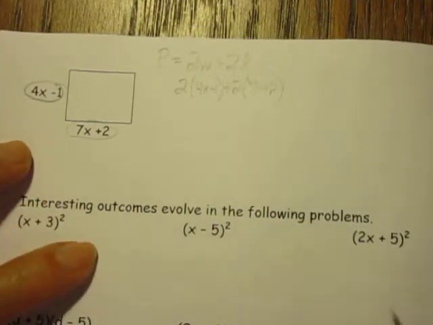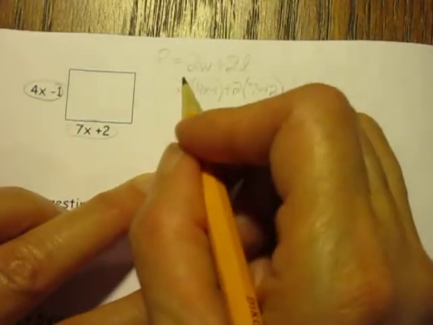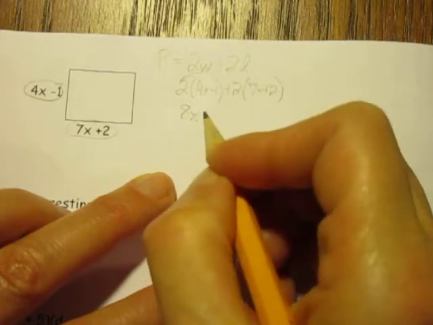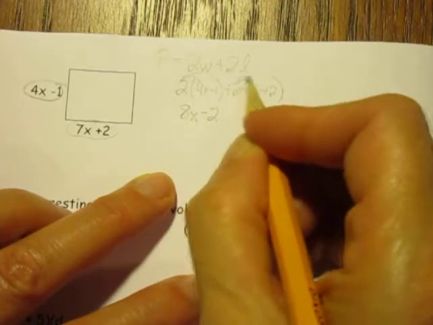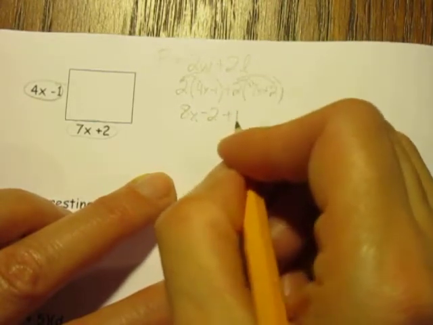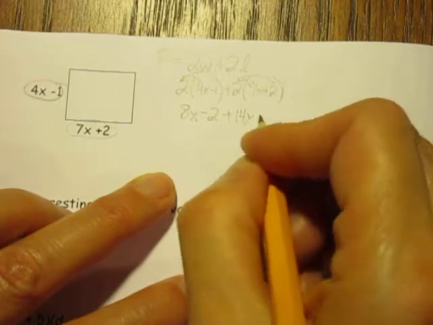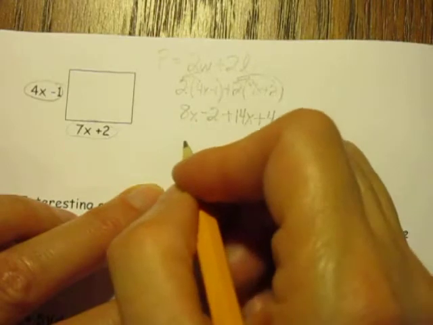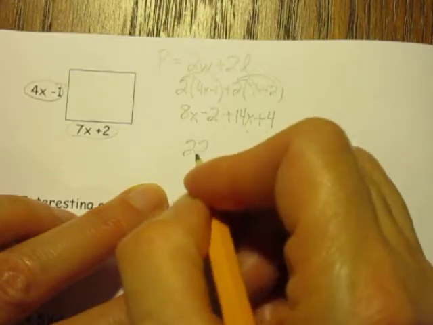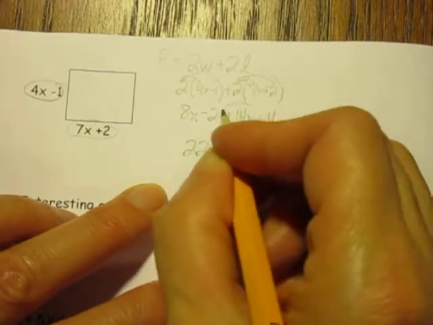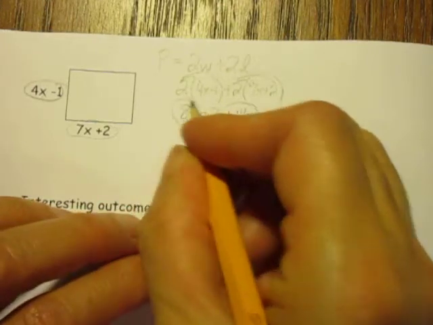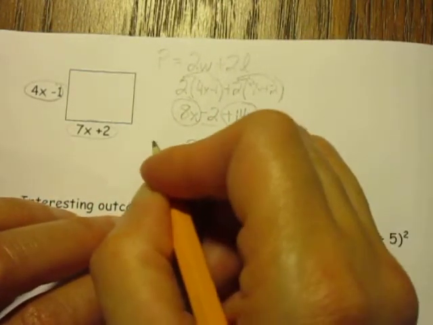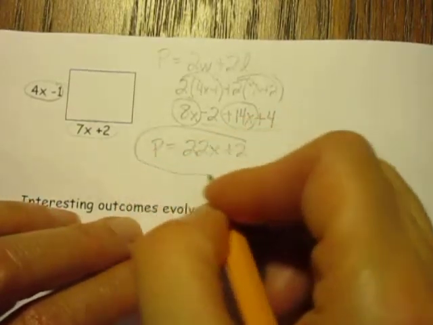Hopefully you can see that okay. And then I can distribute. So that would give me 8x minus 2, distribute again, and I would have plus 14x plus 4. I can collect like terms, which is going to give me 22x. These 2 here are like terms, and then these 2 are like terms. Collect those, and that would be plus 2. So my perimeter would be equal to this expression.